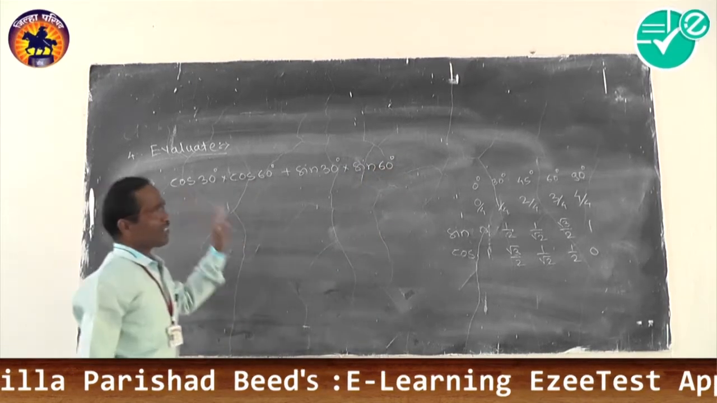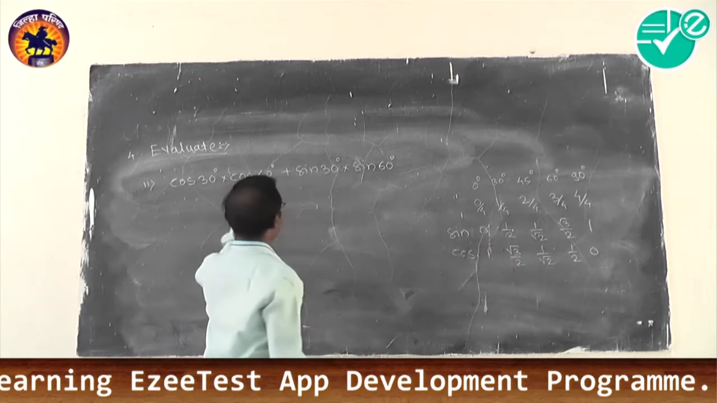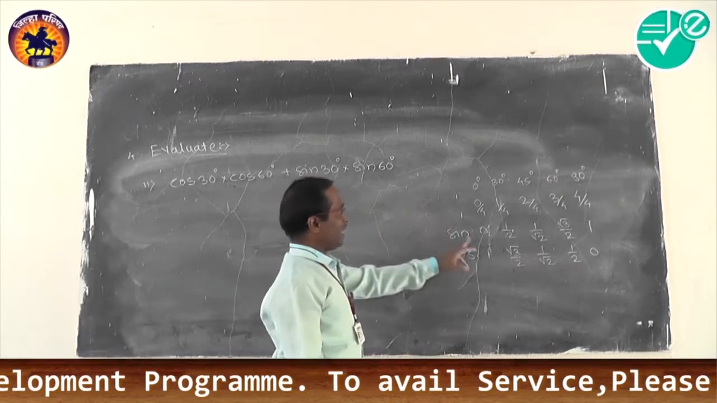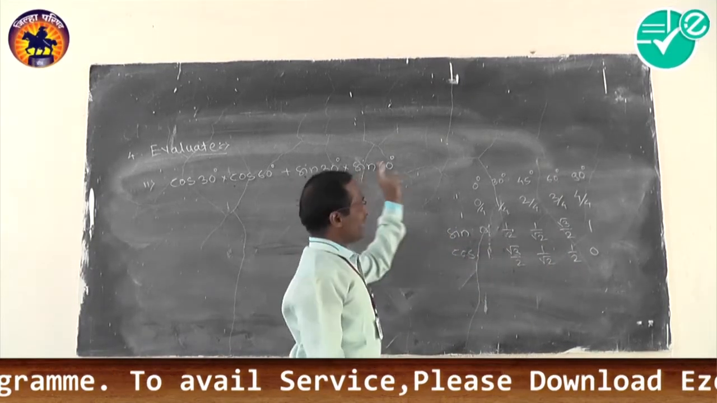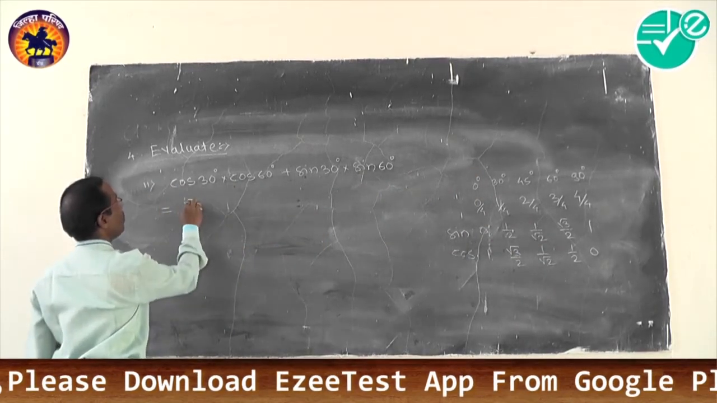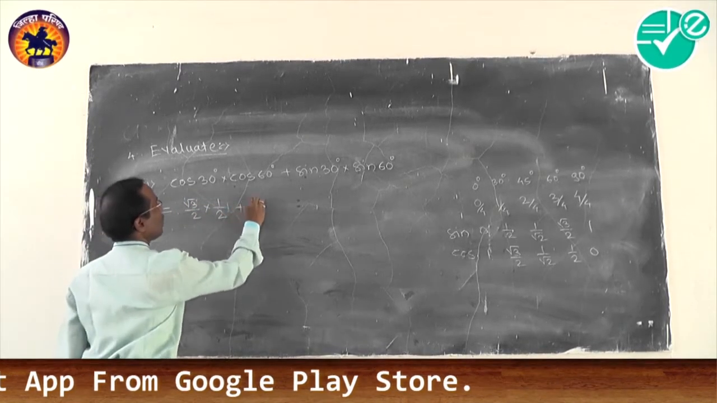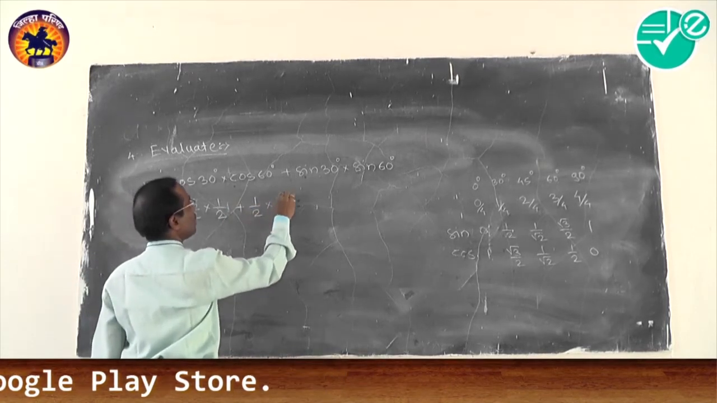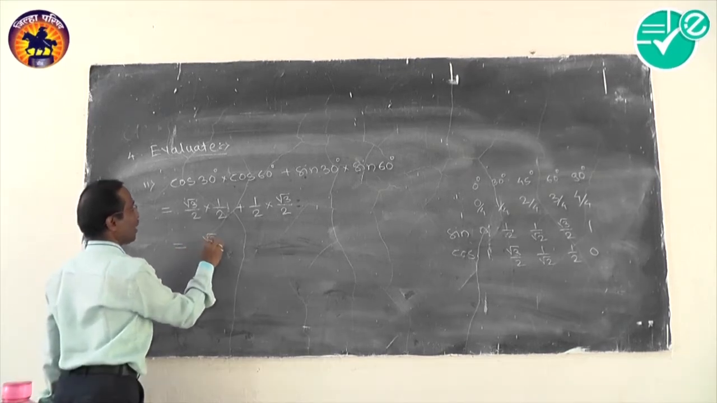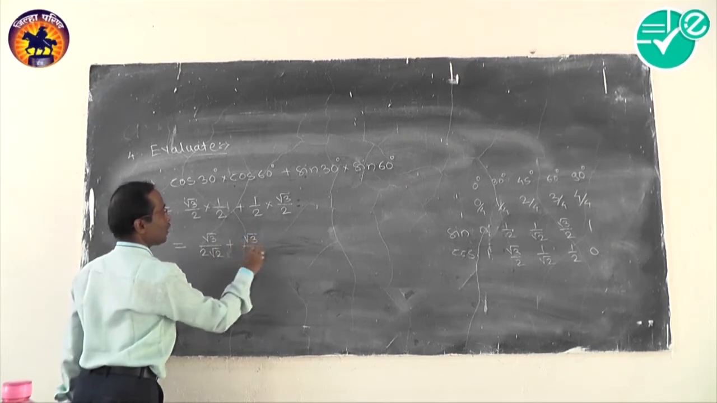So what is the value of cos 30 degree? The value of cos 30 degree is root 3 by 2. The value of cos 60 degree is 1 by 2. The value of sin 30 degree is 1 by 2 and the value of sin 60 degree is root 3 by 2. We get root 3 by 2 into 1 by 2 plus 1 by 2 into root 3 by 2. So we get root 3 upon 2 root 2 plus root 3 upon 2 root 2.